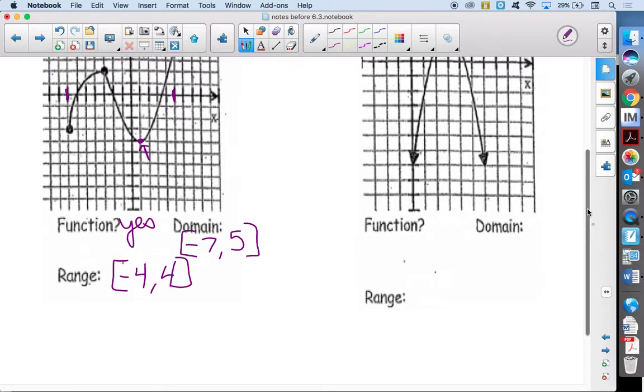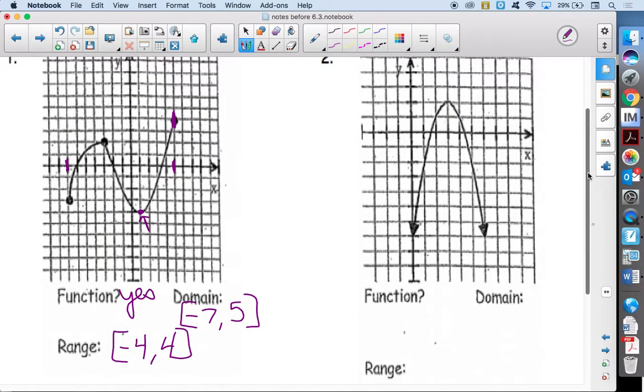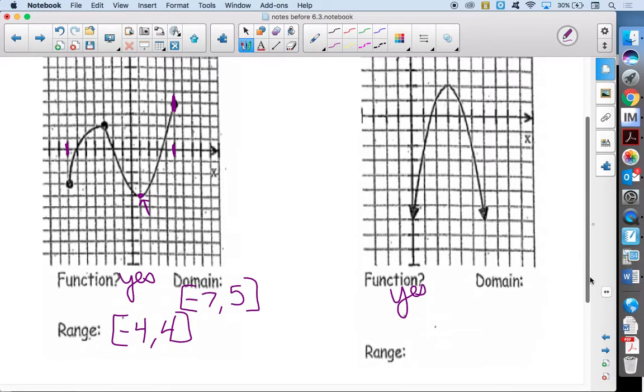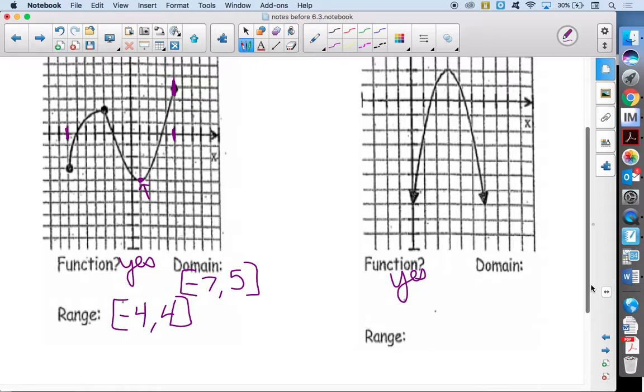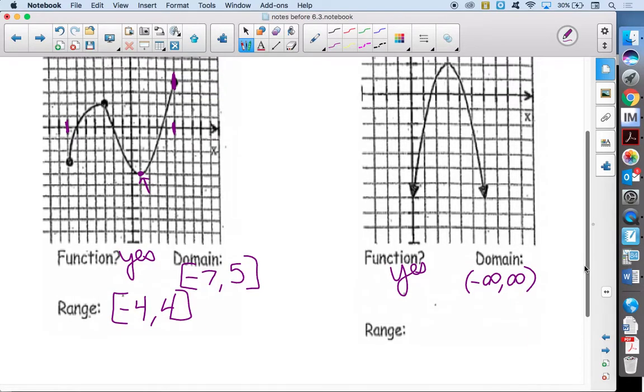All right, Ka, if you look at number 2, is this one a function? Yes. What's the domain for this one? All real numbers. So how would you write that as an interval? Negative infinity and then positive infinity, right? So parentheses around negative infinity and positive infinity. How about the range, Ka?